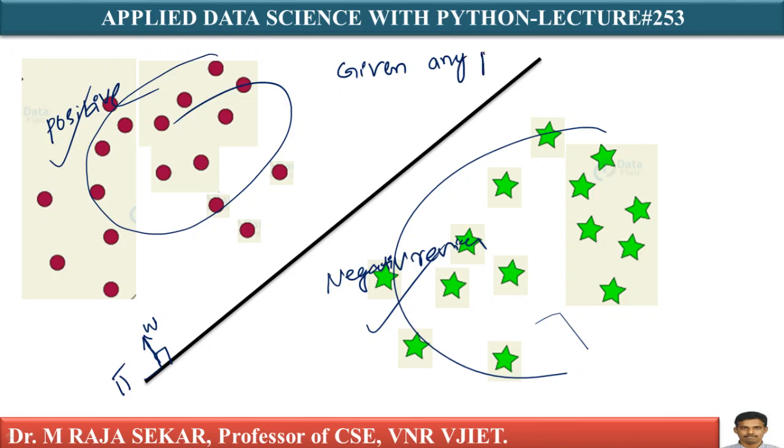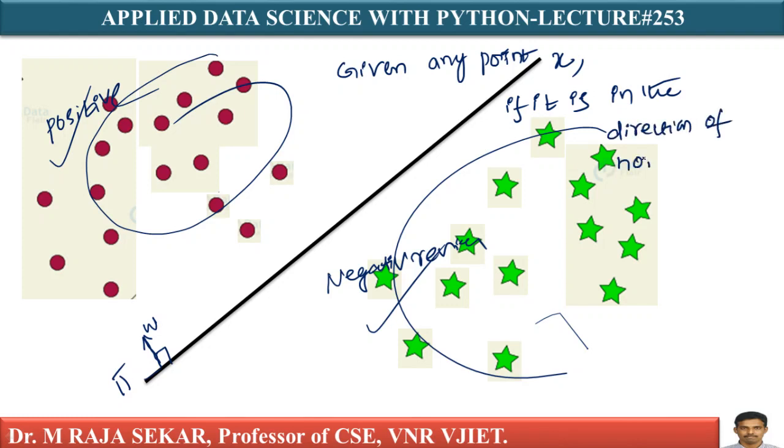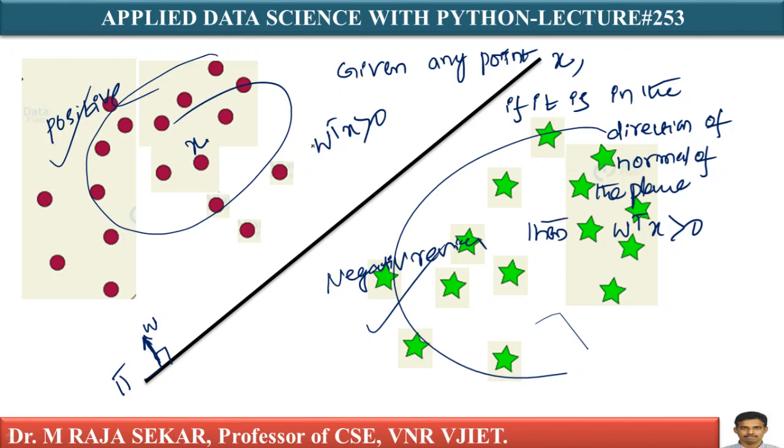given any point x, if it is in the direction of the normal of the plane, then W transpose X is positive. Here I'm assuming this is the direction of W, and let me say this is X. In that case, W transpose X is positive as they are in the same direction, which we discussed in our linear algebra classes, isn't it?